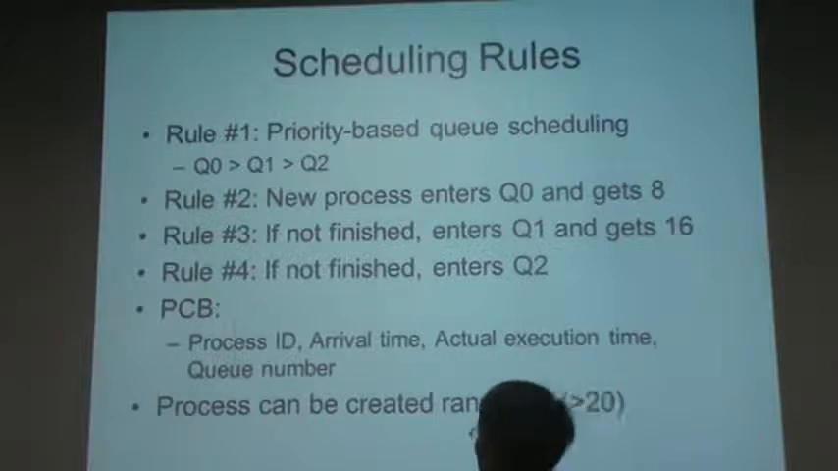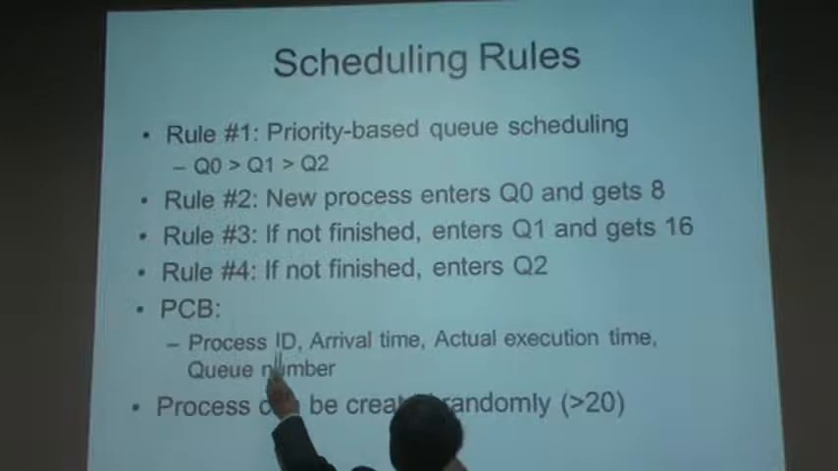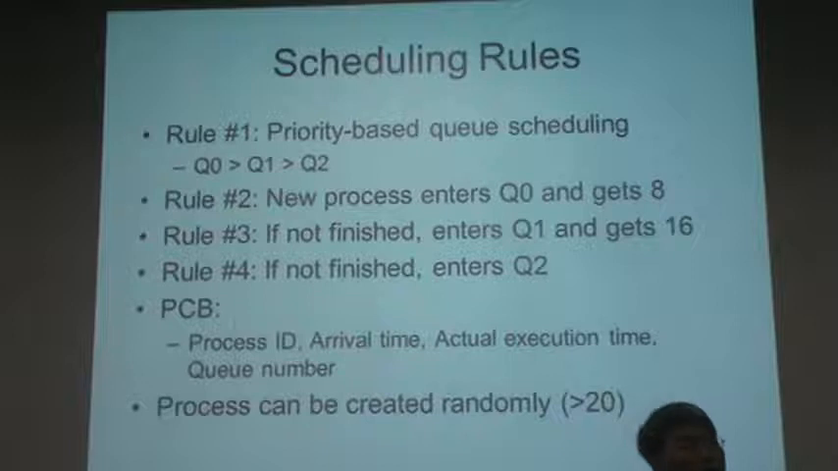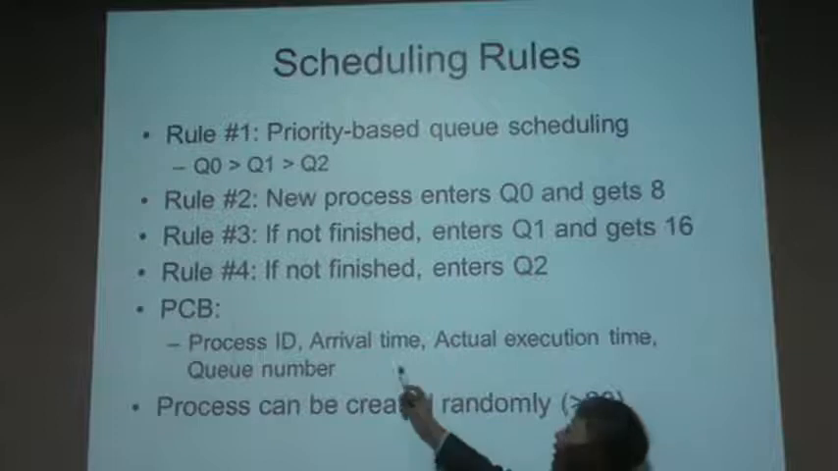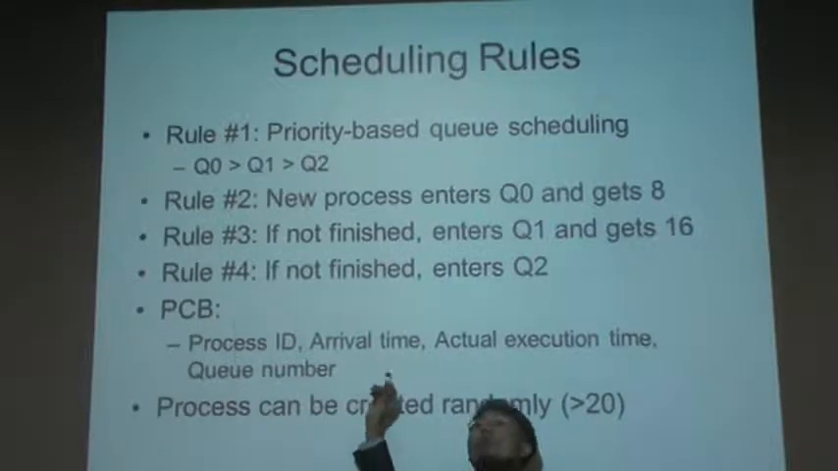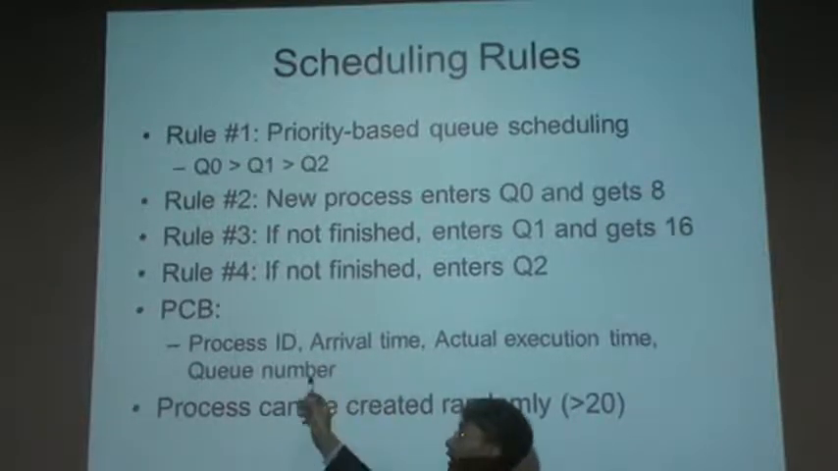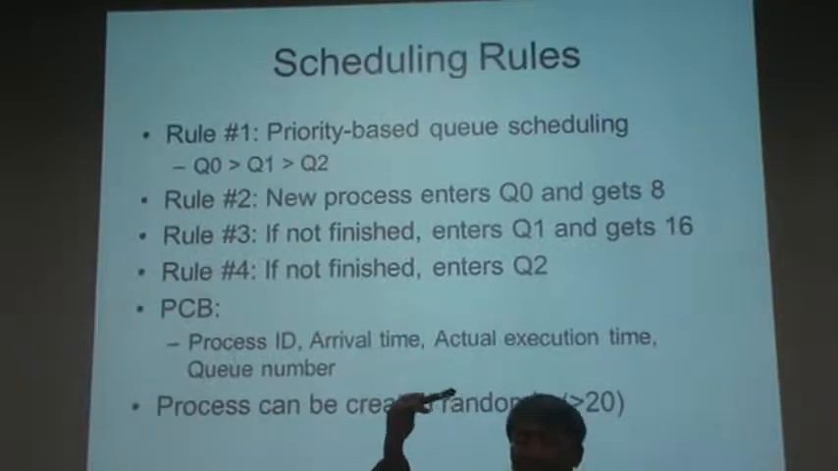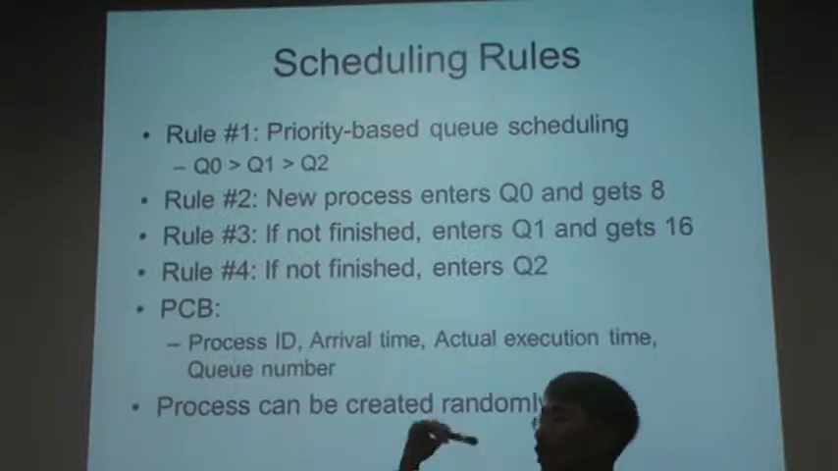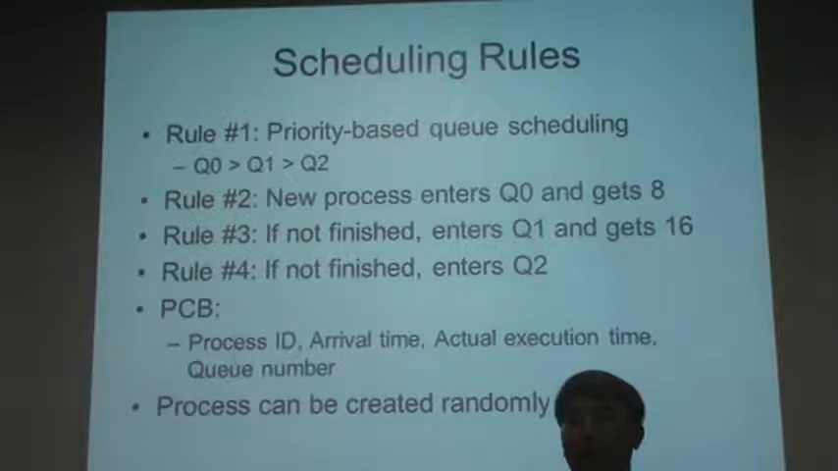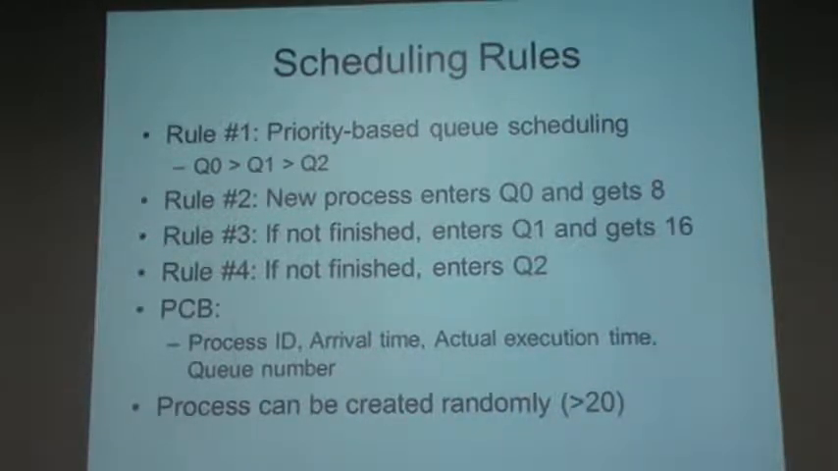In your PCB, you need to keep, not all the process information in a simulator, only this is the requirement: the process ID, arrival time, actual execution time, and queue number, which is the current queue number, Q0, Q1, Q2, something like that. And also, if you need it, you can add more. Definitely, you need more information. Okay? This is not the data structure in your memory. You can use a struct or an object or some data structure that you have, depending on your programming language.